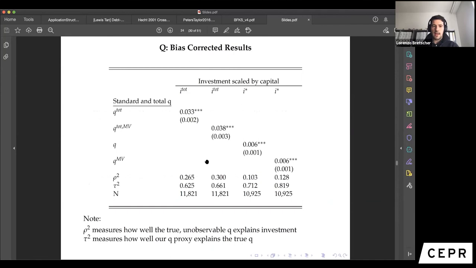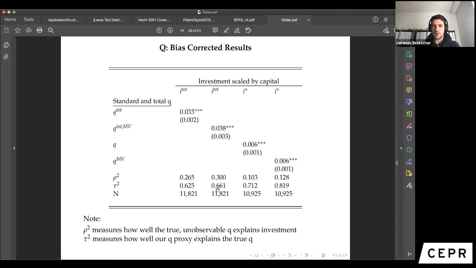Rho square and tau square are the variables of interest in this table. Rho square measures how well the true unobservable Q explains investment, sort of the R square, if you wish, of the first equation on the previous slide, and tau square is the R square of the second equation, which measures how well our Q proxy explains the true Q. If you compare book values with market value Q, you see that, both for total Q and traditional Q, both rho square and tau square improve, which we take as evidence that we're able to reduce the measurement error in the first place and hence improve on these numbers here.